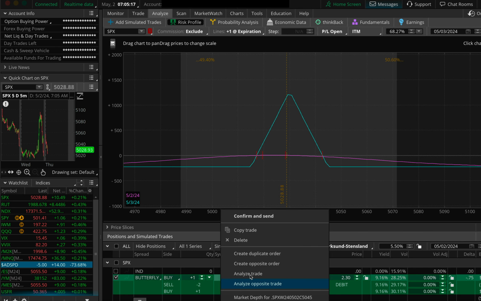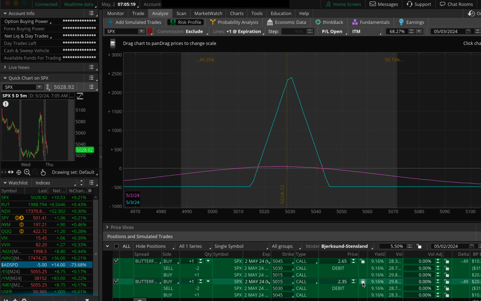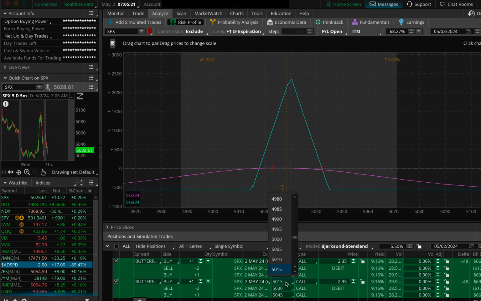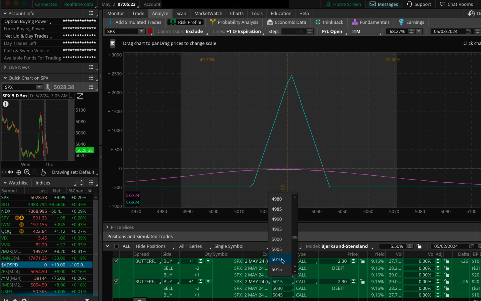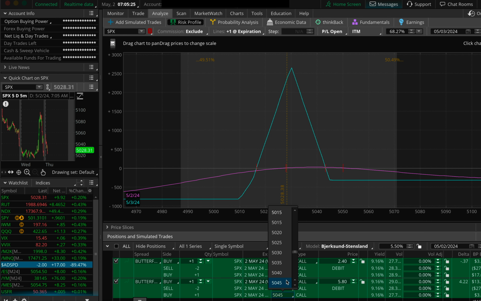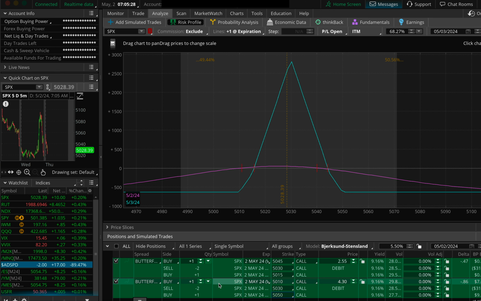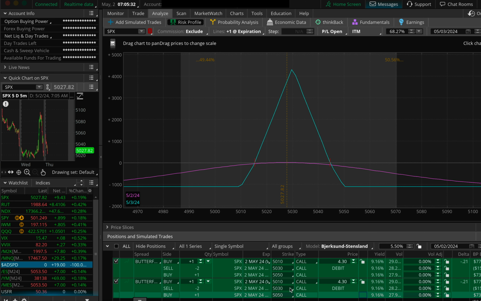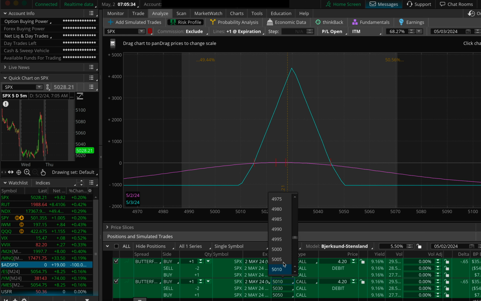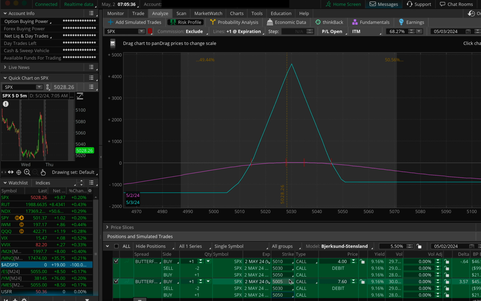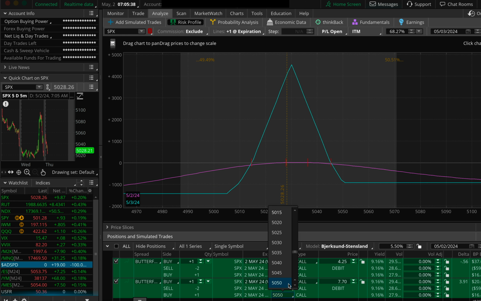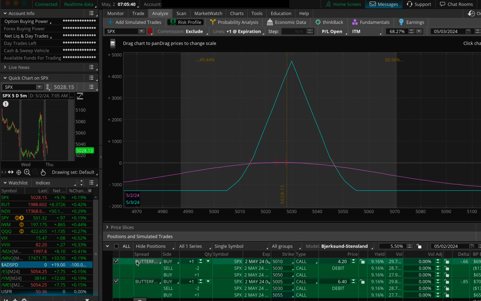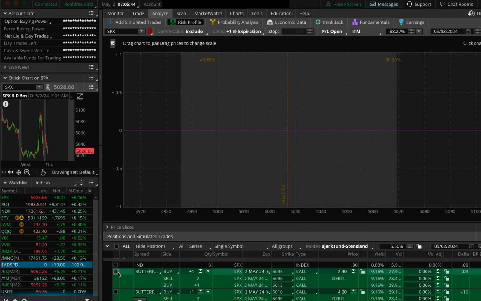I'm going to duplicate this, and this one will be the 20 pointer. So 20 points on the downside, 20 points on the upside. And then I'll do one more. I'll say analyze trade. And this one will be the 25 point. So we got to go 5 points lower. That's 25. And then 5 points higher. Okay, so there's our three trades. Let's just look at them again and lock them in.